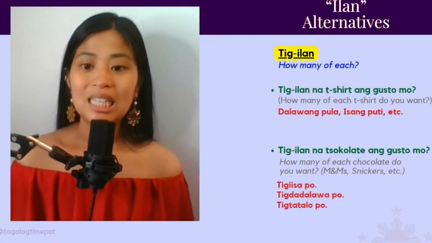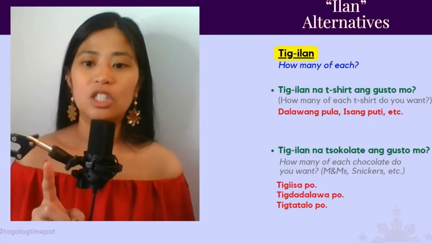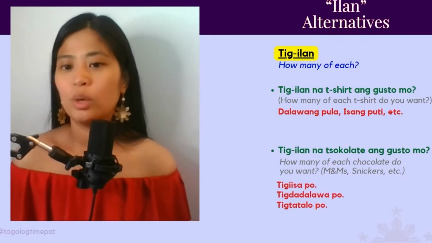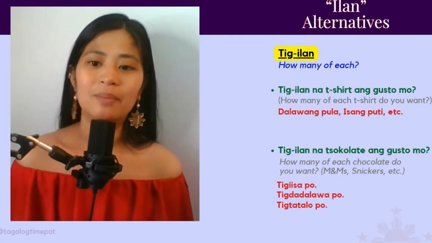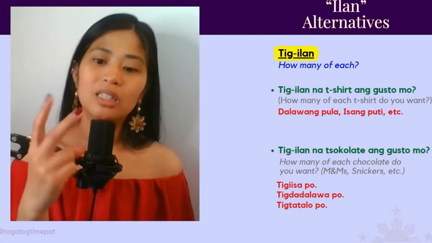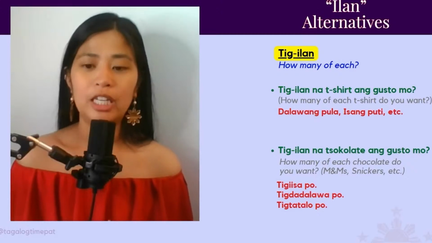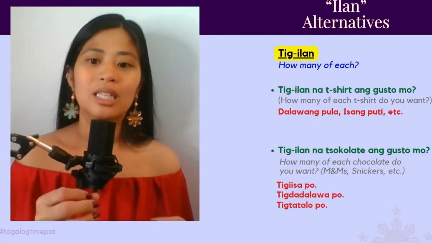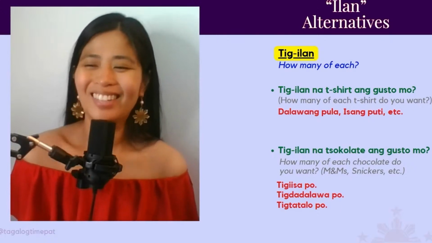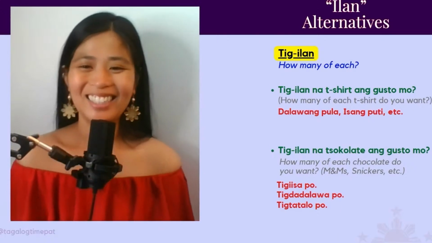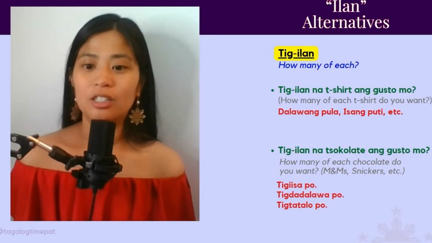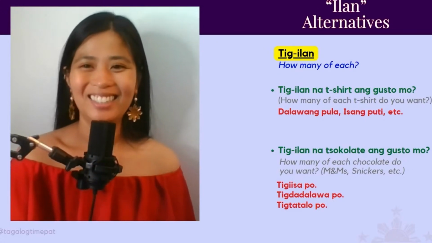You could say, tig-iisa po. I'll take 1 of each. Tig-iisa. 1 M&M, 1 Snickers, 1 Twix. Or tig-dadalawa po. 2 of each. 2 M&Ms, 2 Snickers, 2 Twix. Tig-dadalawa. And then tig-tatatlo po. 3 of each. You get the idea.